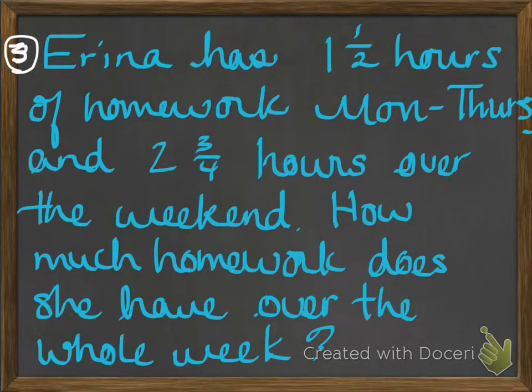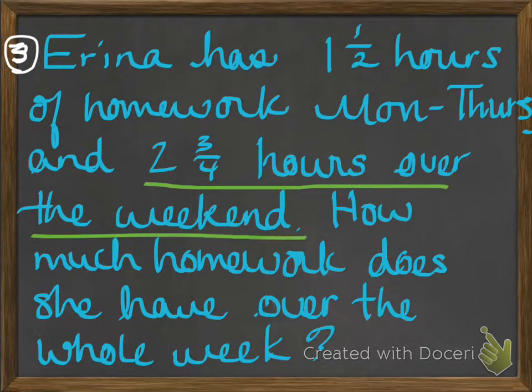All right, last problem. Arena has 1 1/2 hours of homework Monday through Thursday and 2 3/4 hours over the weekend. How much homework does she have over the entire week, the whole week? Okay, and then I want to clarify this 2 3/4 hours over the weekend. That's the whole weekend. So it's not Friday she has 2 3/4, Saturday she has 2 3/4, Sunday she has 2 3/4. No, it means all together Friday, Saturday, Sunday she only has 2 3/4 hours over the weekend. Go ahead and solve the problem and come back here for the solution.